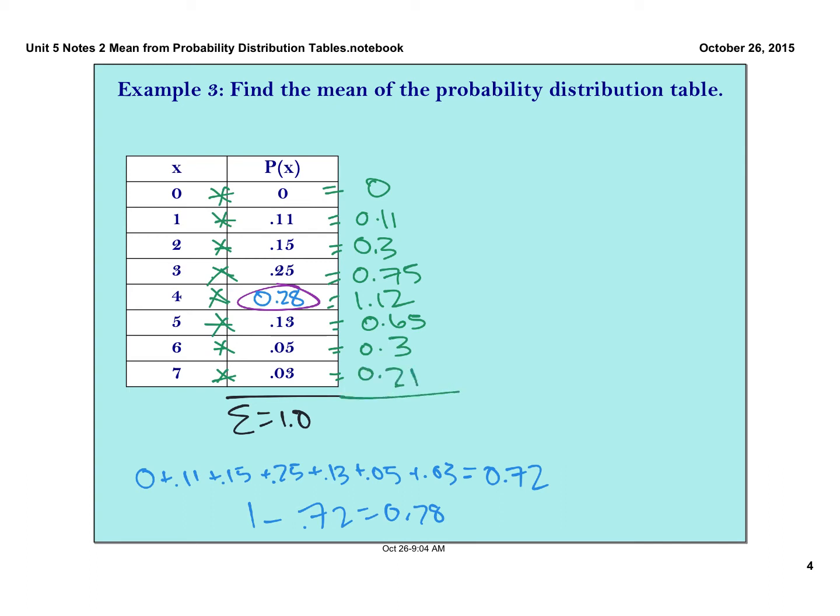Hopefully they're accurate. If I add that up, 1 plus 0.3 plus 0.75 plus 1.12 plus 0.65 plus 0.3 plus 0.21, I end up with 3.44. And again, I am right dead in the middle. These are my highest probabilities, so it makes sense that I should be right in the middle somewhere there. So that is my mean for 4.